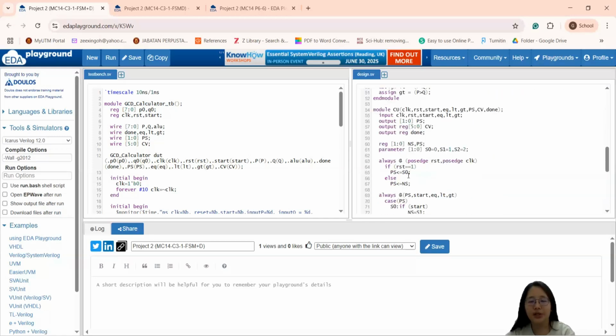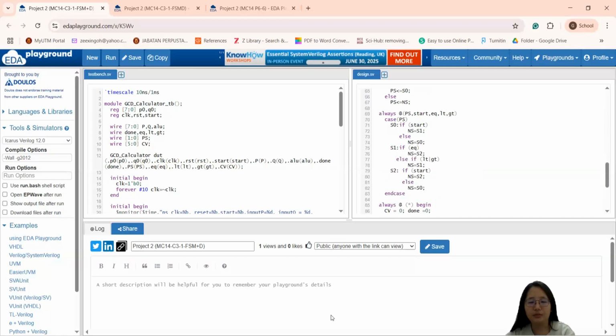Inside here, we can see that the CU has 3 steps. In step 0, start equal to 0. When start equal to 1, I will go to step 1, and when start equal to 0, I will continue at step 0. At step 1, when P equal to Q, I will go to step 2, and if P is not equal to Q, I will continue at step 1. At step 2, done will equal to 1. If start equal to 1, I will remain at step 2, and if start equal to 0, I will go to step 0.